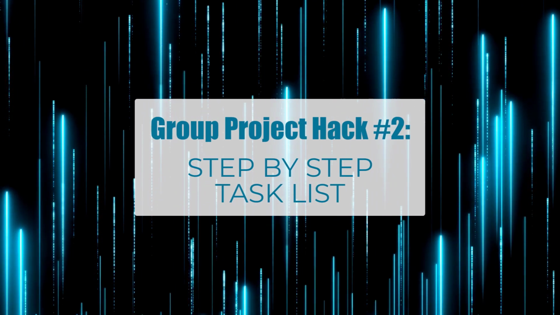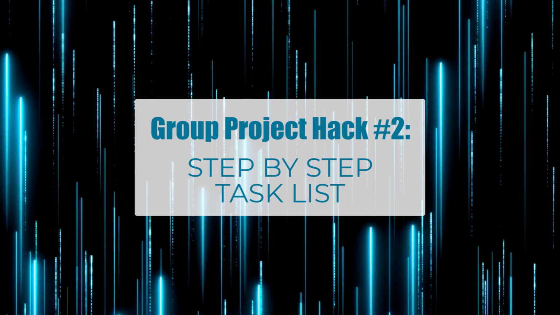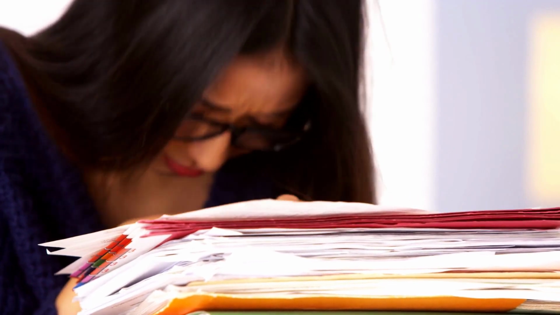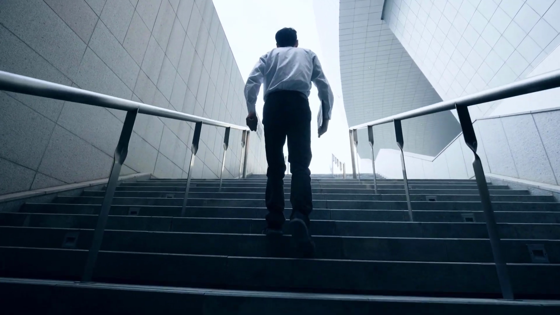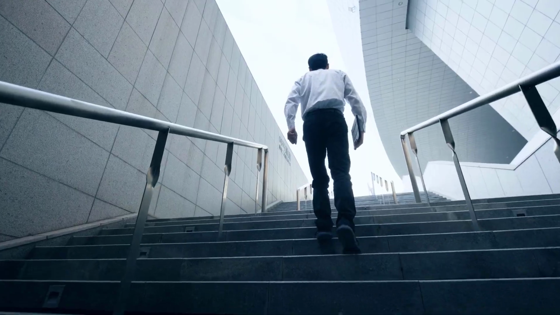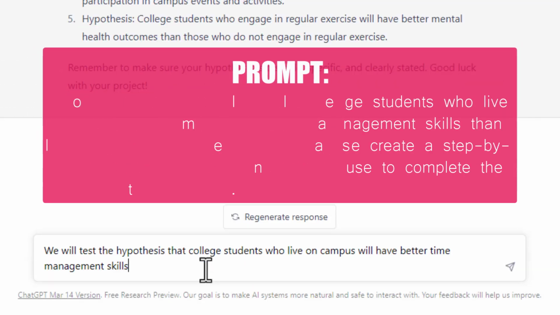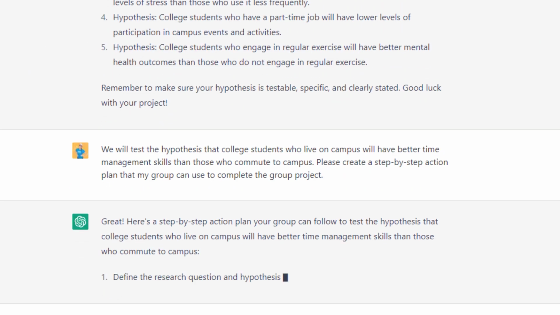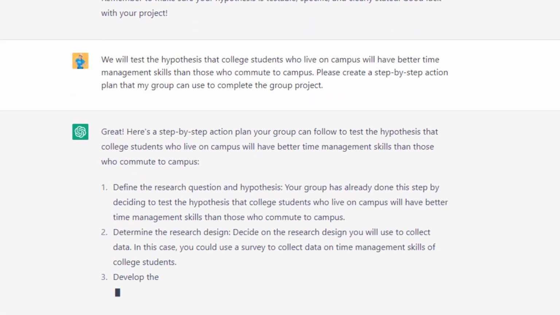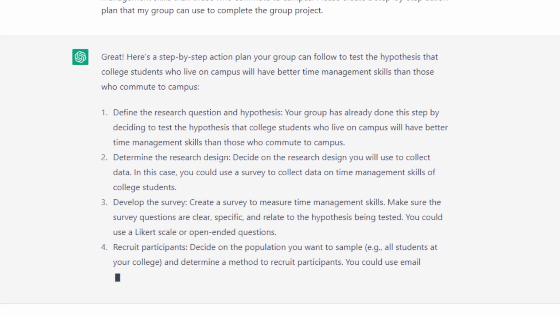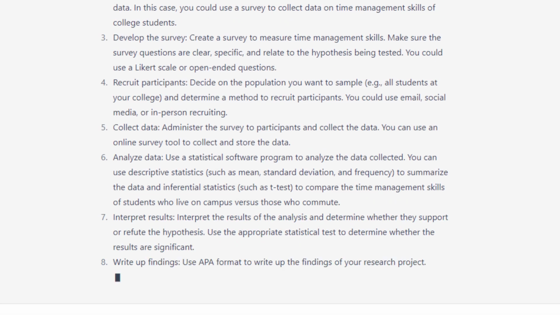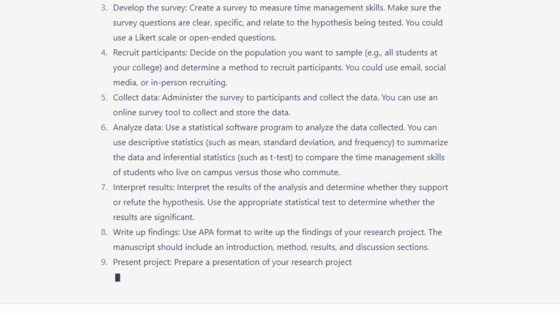The next ChatGPT group project hack is using it to create a step-by-step task list. So often it can be a challenge to break down a huge task like a week's or even semester-long group project into bite-sized action steps. By asking ChatGPT to generate an initial list of action steps for your project, you at least have a starting point. From here, you can work as a group to break these down even further if you need to. Again, simply having a neutral starting point for these tasks can relieve a lot of indecision and tension during the group planning process.